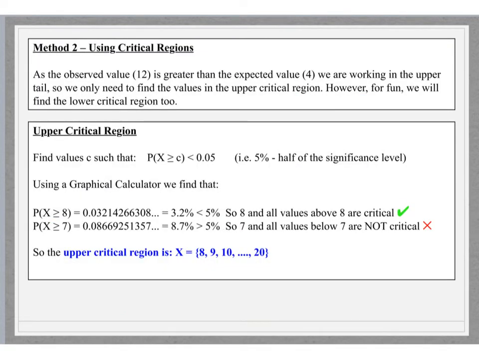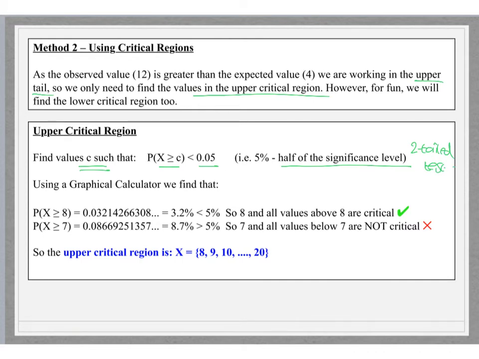Method 2 uses critical regions. As the observed value 12 is greater than the expected value 4, we are working in the upper tail, so we only need to find the values in the upper critical region. However, just to practice, we will also find the lower critical region as well. The upper critical region. We need to find critical values c such that the probability of being greater than or equal to these values is smaller than 5%, which is half of the significance level, because remember, this is a two-tailed test.